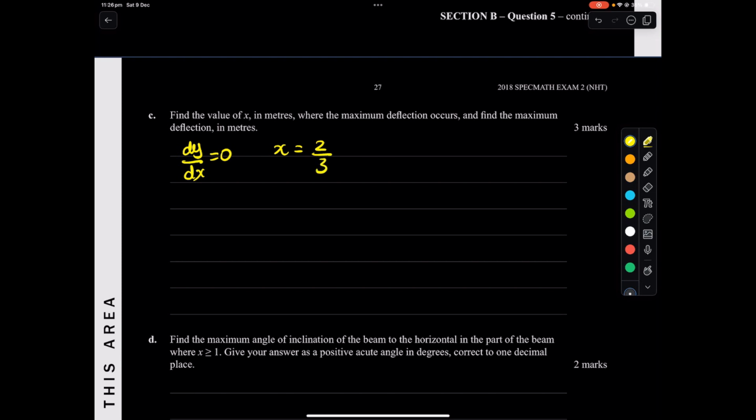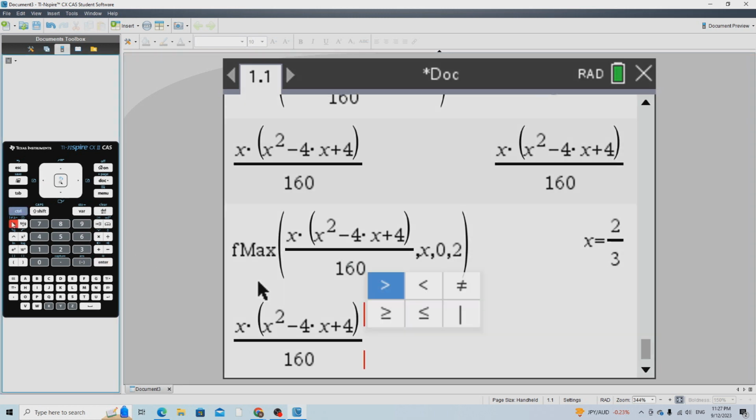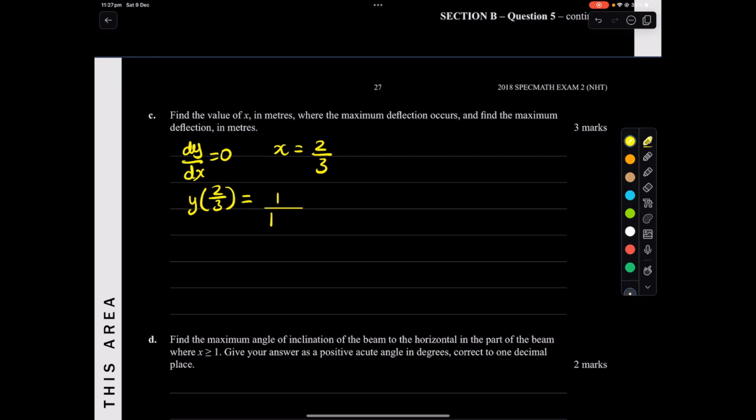And we just need to sub in y of 2 on 3. So we found the value of the maximum. And we just need to find what's y at 2 over 3. So your y value, it's this. When x equals 2 over 3, it's 1 over 135. Done. It's 3 marks, and I've just showed a little working out.